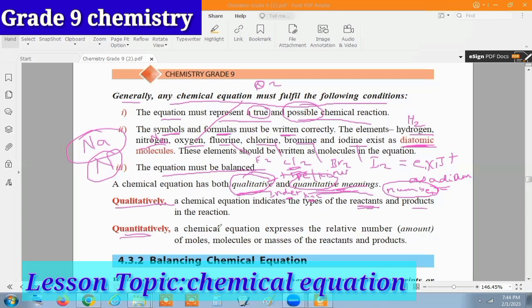That is qualitatively. Quantitatively, a chemical equation expresses the relative numbers or amounts of moles, or it may be in terms of molecules, or in terms of masses of the reactants and the products. In this way it can explain to us.